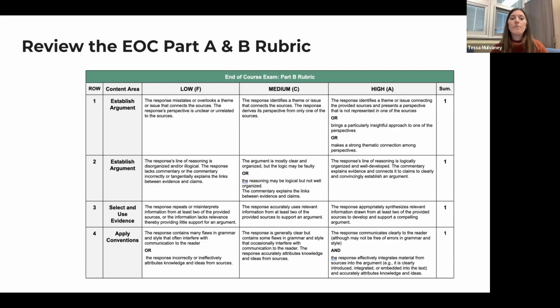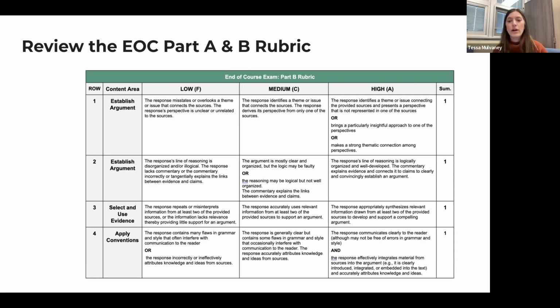Okay. Third row is your selection and your use of evidence. From at least 2 of the stimulus materials, you are either paraphrasing or using direct quotes that appropriately support your argument. Okay. The person next to you, you won't know this, but the person next to you might use the exact same claim, but they might be using it for a different argument. As long as you can explain how it supports your unique argument, you're good. Row 4 is your convention.